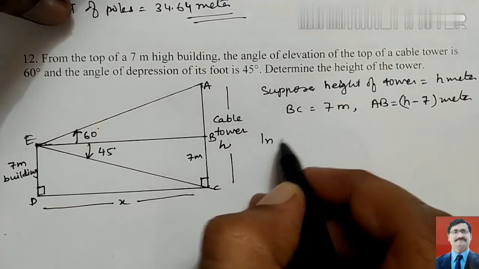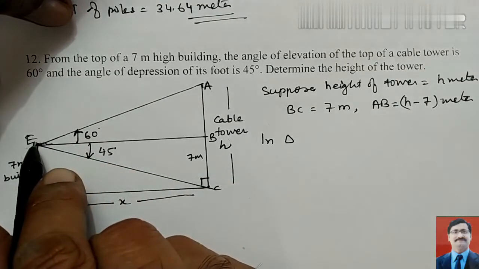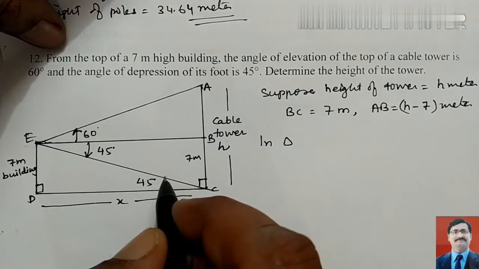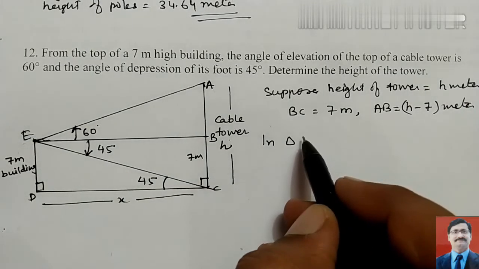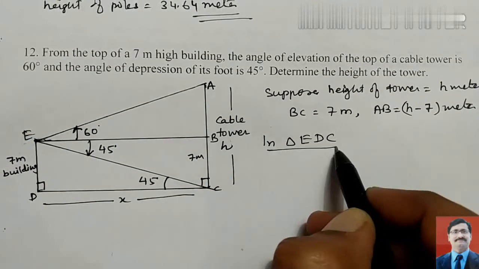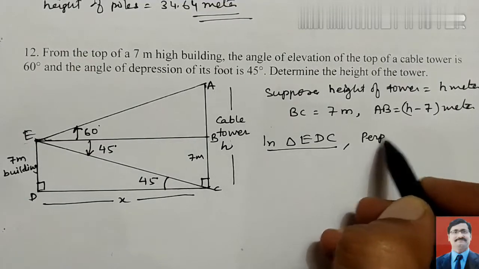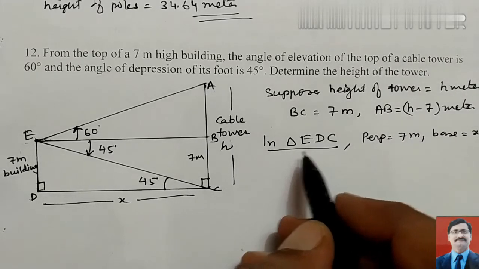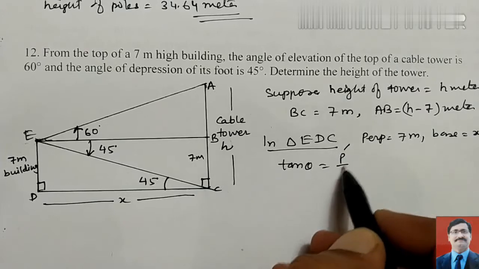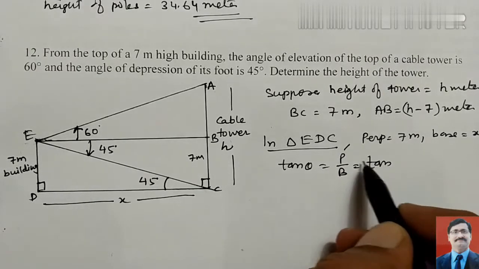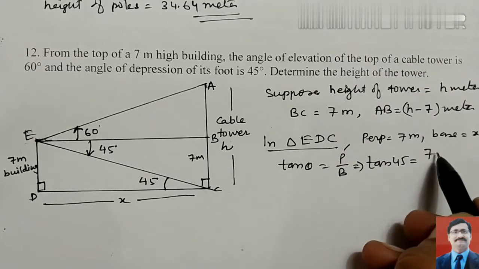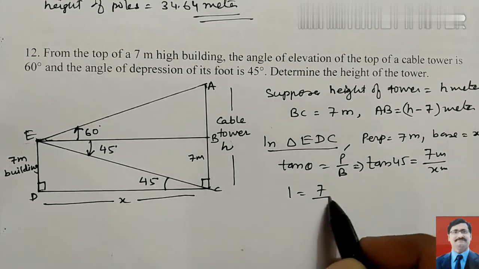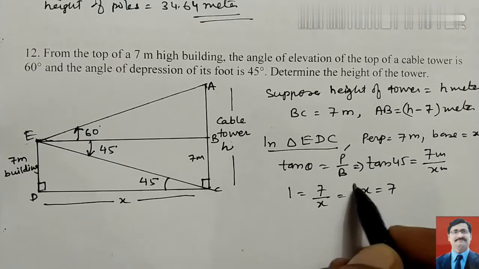Now first of all we take the triangle. Look here, this angle is 45, so this angle will also be 45, alternate angle. Now we take triangle EDC. In this triangle, perpendicular is equal to 7 meter, base is equal to x. Now we can write tan theta equals perpendicular upon base. Tan 45 is 1, equal to 7 upon x. So x equals 7 we get.